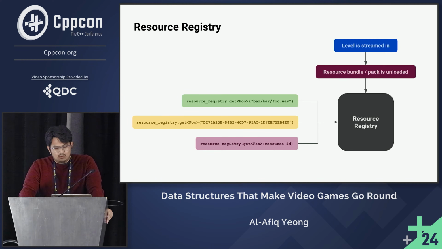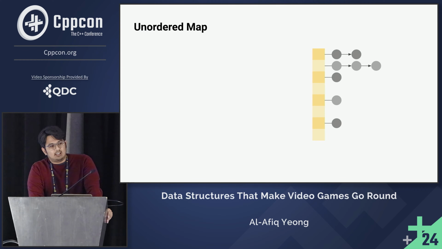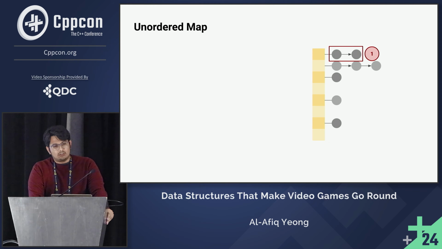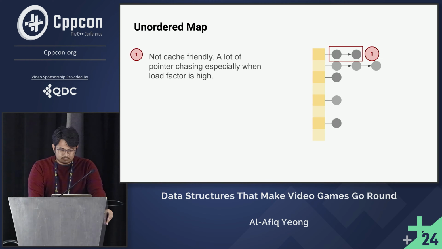So looking at this, we know that the resource registry needs some form of associative container to map the identifier to the resource. And the most common associative container that's being used is std::unordered_map. But std::unordered_map has a problem. It's a chaining hash map, and the way it adds to the chain is with a linked list. There is a linked list for each bucket in the array. But we know that a linked list isn't really cache friendly, right? And especially when the unordered_map has a really high load factor, there's a lot of pointer jumping.